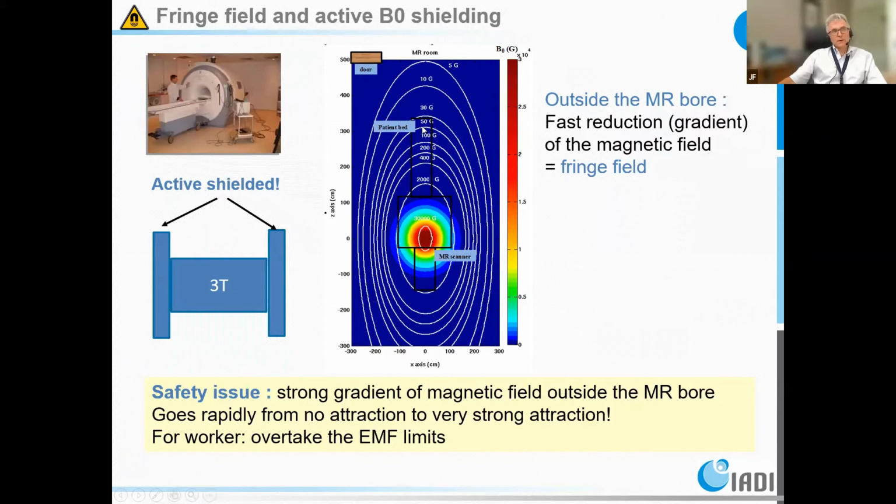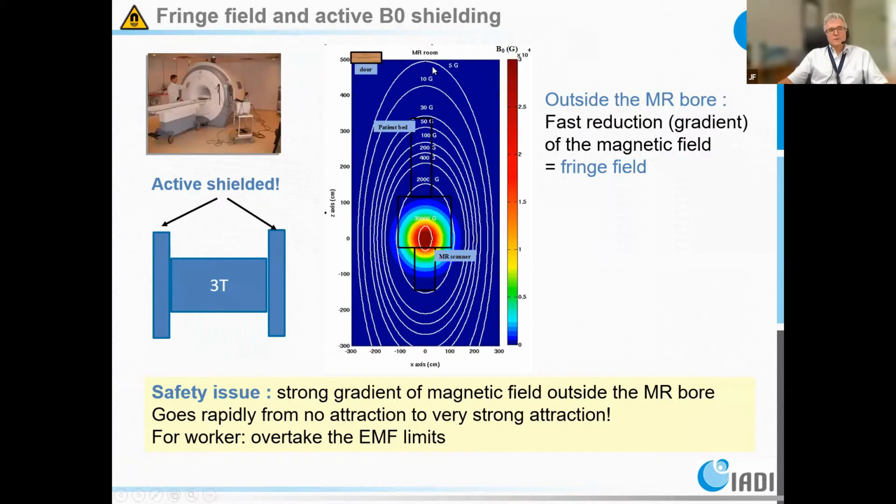This is 0.05 Tesla. And outside the Faraday cage, you have more or less close to 5 Gauss. 5 Gauss is the limit for people coming near the system. If you wear a pacemaker, for example, you must not go closer than 5 Gauss. So you see here the fringe field, and what we see is there is a big gradient of magnetic field here.